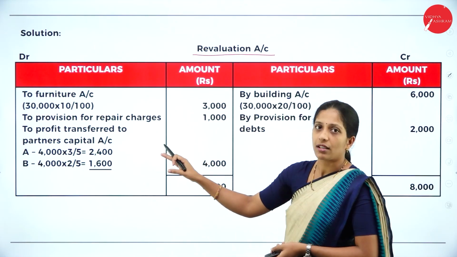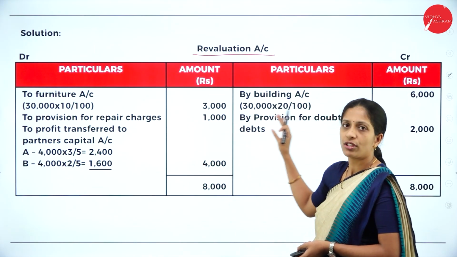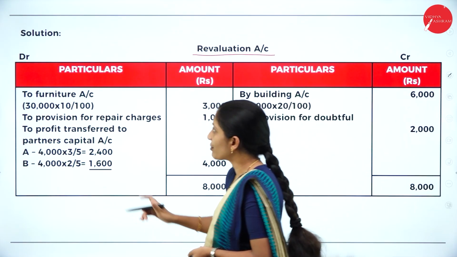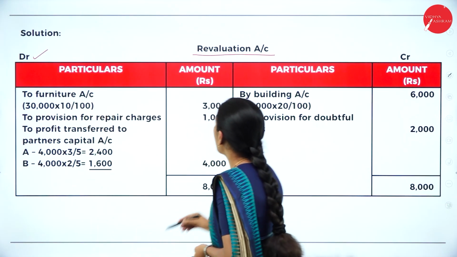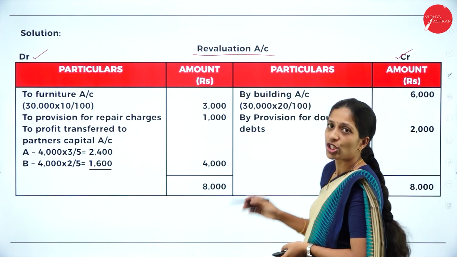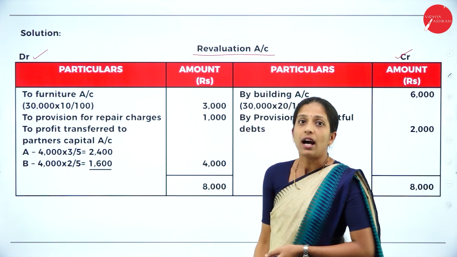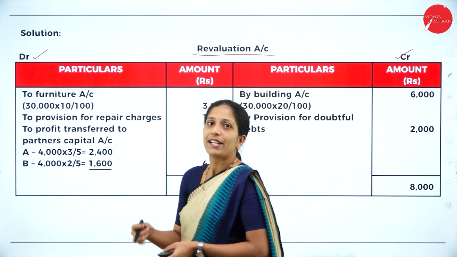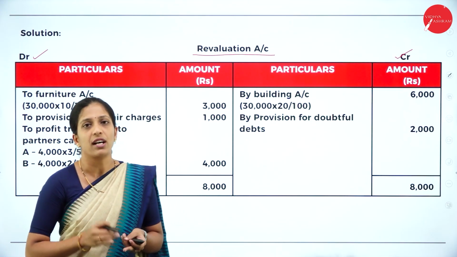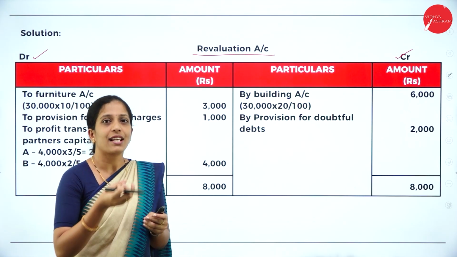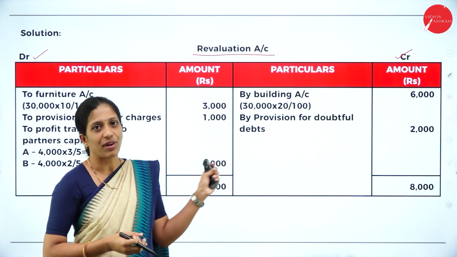So, what is the format of revaluation account? Particulars, amount, particulars and amount. You have debit and credit side. Don't forget to write this Dr and Cr, which indicates the debit side and credit side of the account. Now, I have given a hint there. So, while solving, if you see the admission chapter, go through the sessions. I have given a hint there on how to easily write those entries under revaluation account.